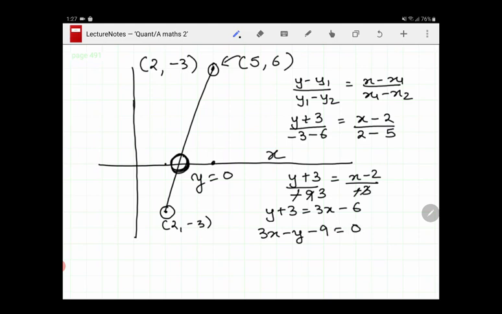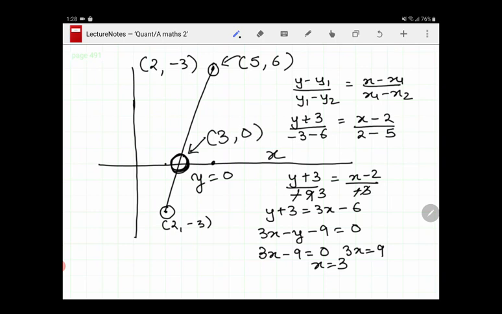Now, at the point of intersection, we get the coordinates. The coordinates at this point, y is equal to 0. So we get 3x - 9 = 0, or 3x = 9. So x is equal to 3. So the coordinate of this point is 3 comma 0, right?